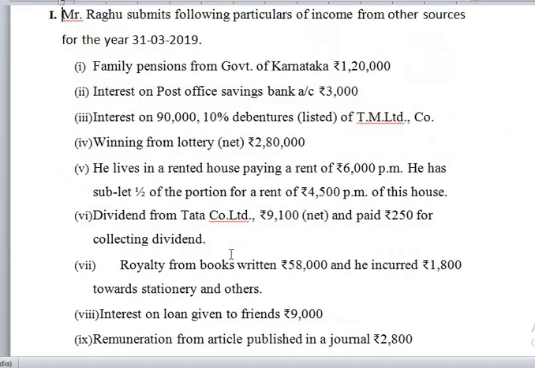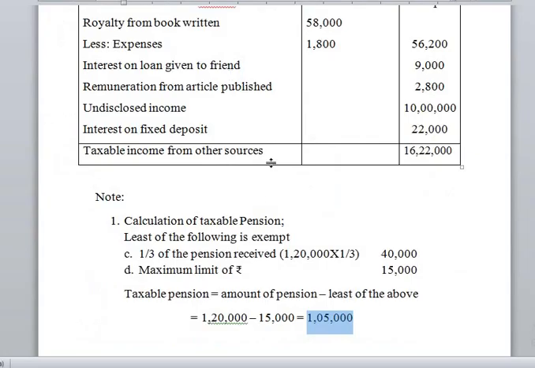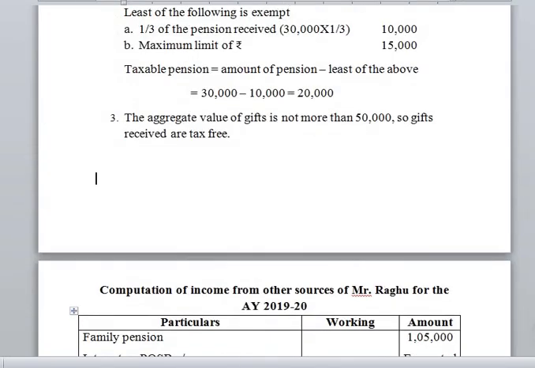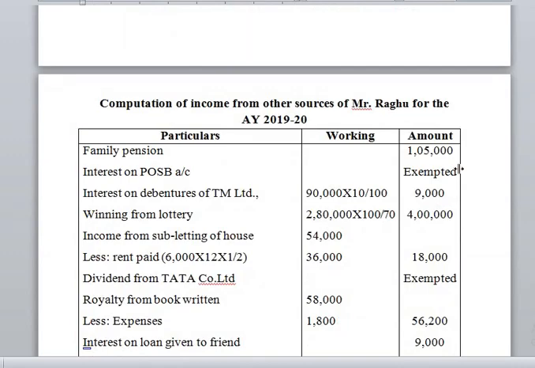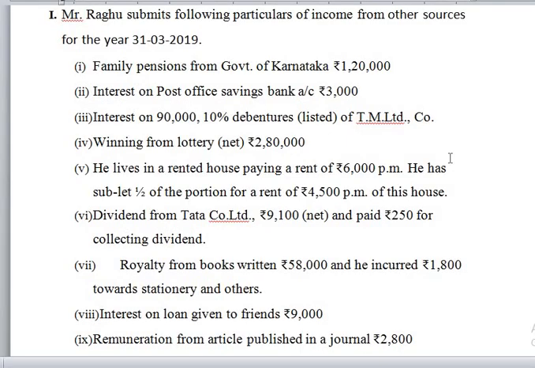So in this case, for the family pension from Government of Karnataka, 1/3 will be 40,000 and the maximum is 15,000. Whichever is less, 15,000, is exempted and the remaining balance is 1,05,000. Therefore 1,05,000 is the taxable amount of pension. Next, interest on post office savings bank account, rupees 3,000.